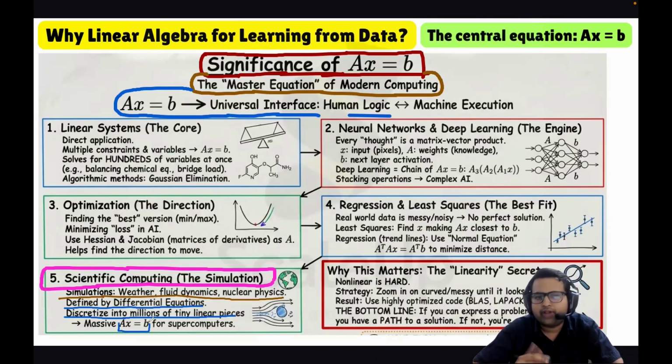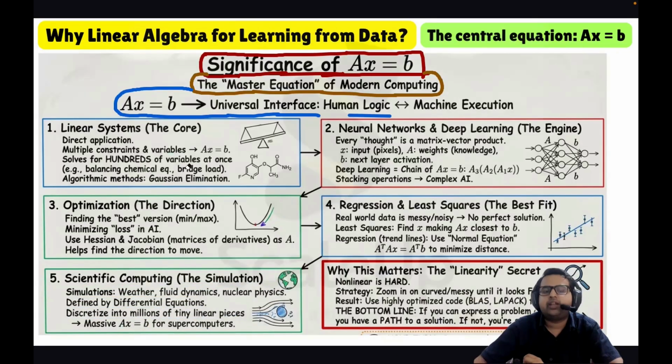So in solving differential equations, the algorithms discretize the differential equation into millions of tiny linear pieces, Ax = B. We are turning a complex physical problem into a massive Ax = B problem that supercomputers can crunch. So in scientific computing also, this master equation Ax = B has a role to play.